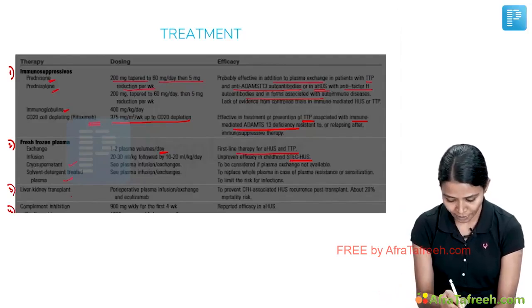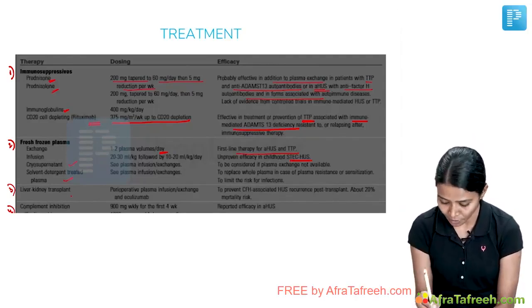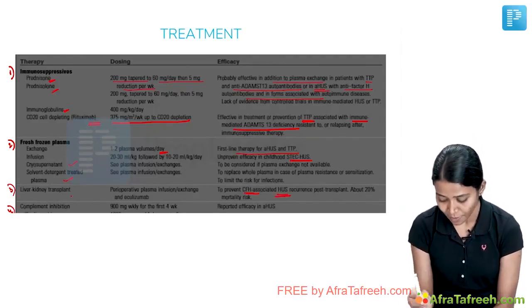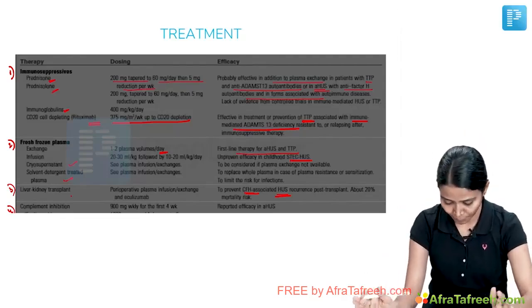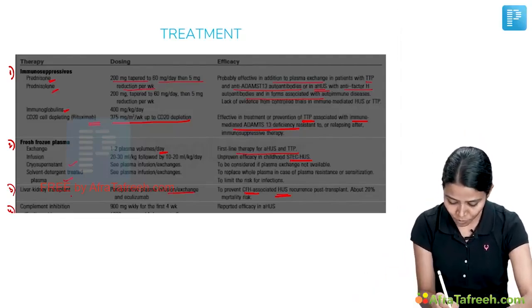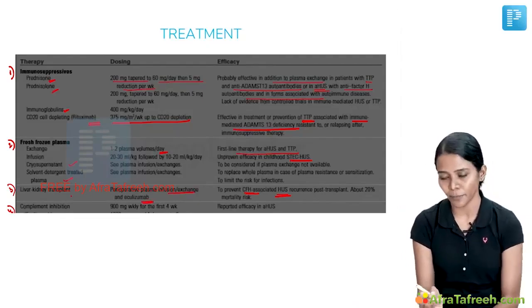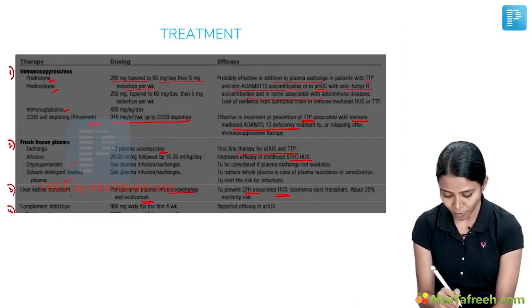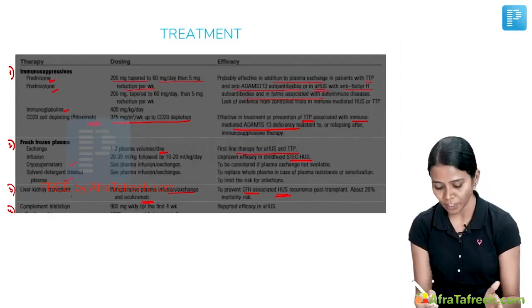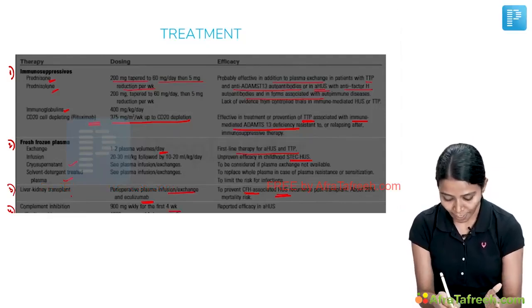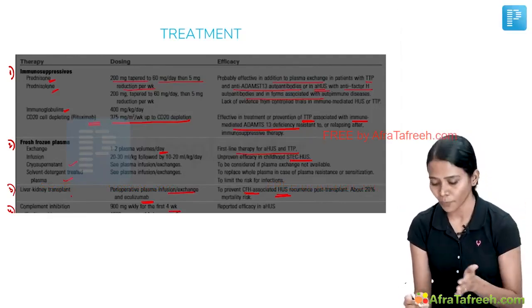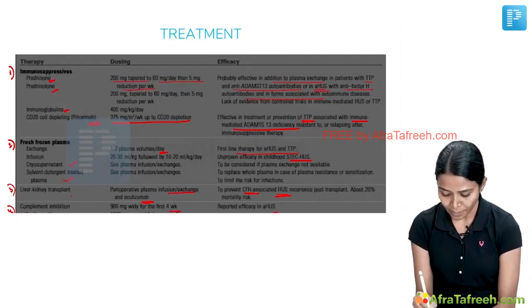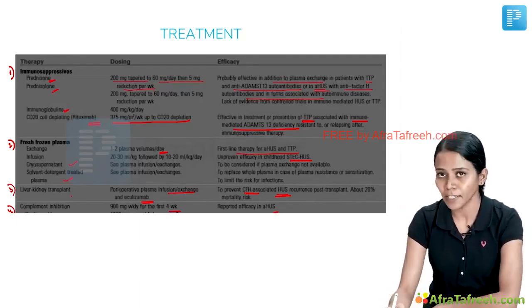Third is liver kidney transplant. When there is a factor H mutation leading to HUS, to avoid recurrence post-transplantation, liver kidney transplant can be done. Perioperative plasma infusion or exchange and eculizumab is advised. Fourth is eculizumab, which has to be given weekly for the first 4 weeks, and then every 2 weeks up to 6 months. Okay, mostly to maintain remission, a lifelong requirement might be there. It has reported efficacy in atypical HUS.